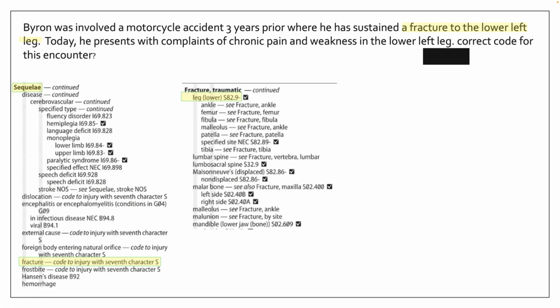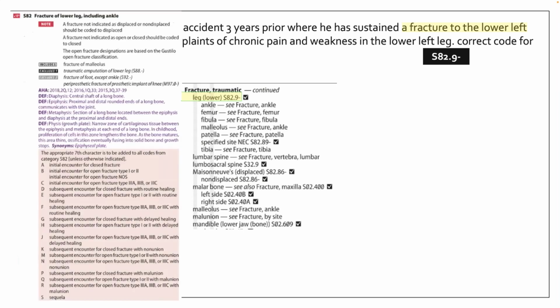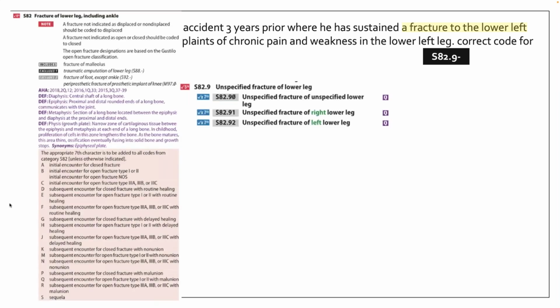And they give us S82.9, and we have some additional codes or characters. So we need to go to the tabular list. All right, so we're at S82, fracture of lower leg, including ankle.